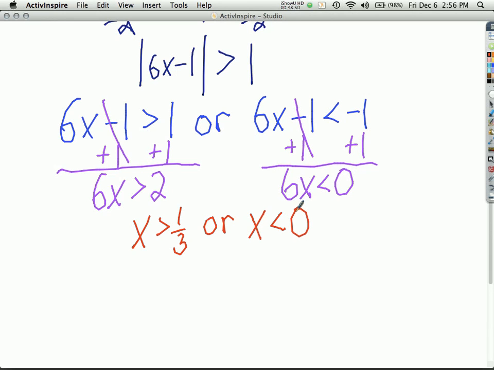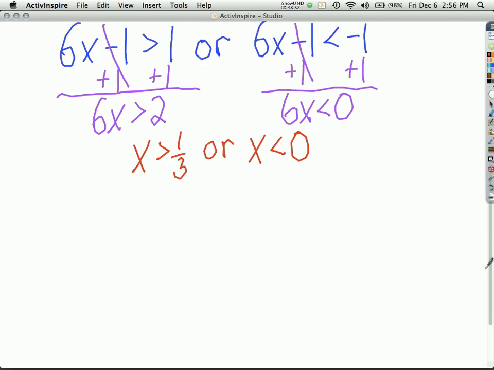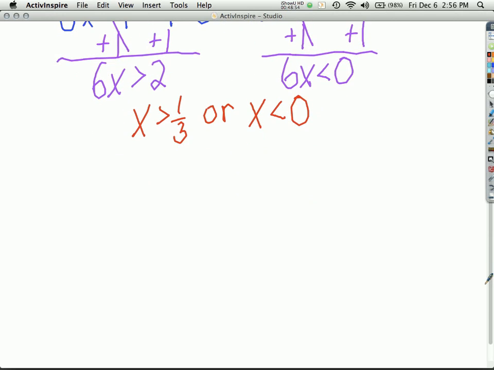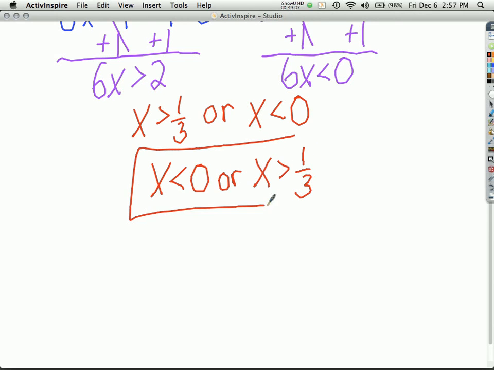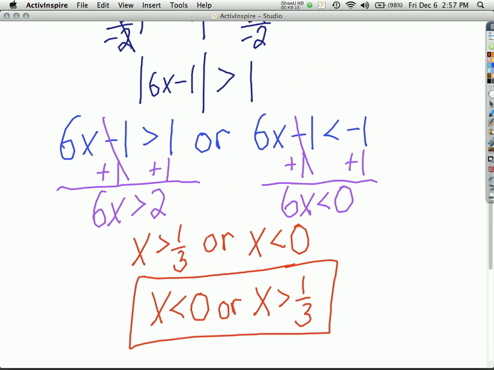And again, as Hezekiah pointed out, there's nothing wrong with that, but I did teach you that the smaller number should go on the left. And 0 is smaller than 1/3, so x is less than 0, or x is greater than 1/3. And that is the best answer. Does anyone have any questions?